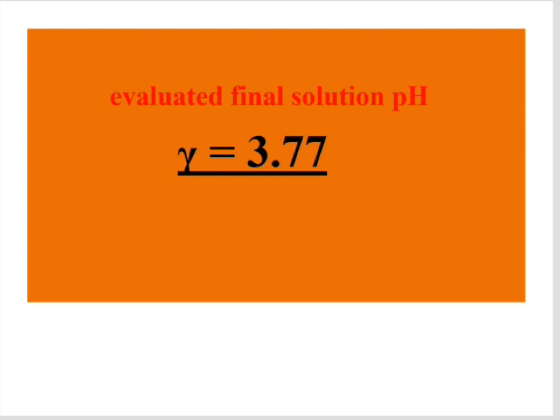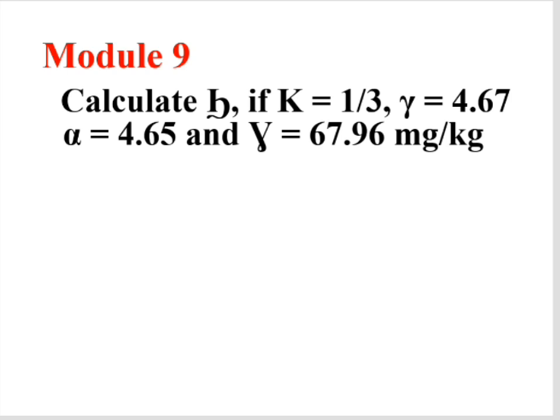In model 9, we want to calculate one of the empirical constants when the other one is given. Now we are calculating this empirical constant when K is 1 over 3. The final solution pH is 4.67 and the initial solution pH is 4.65, while the concentration of extracted zinc is 67.96 milligram per kilogram.